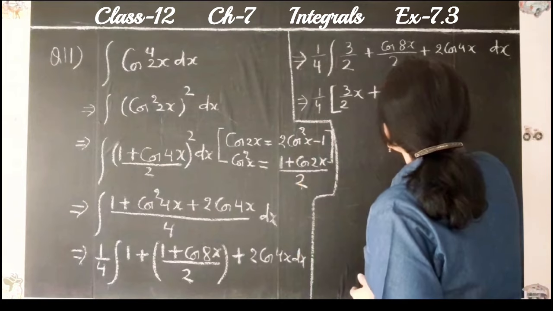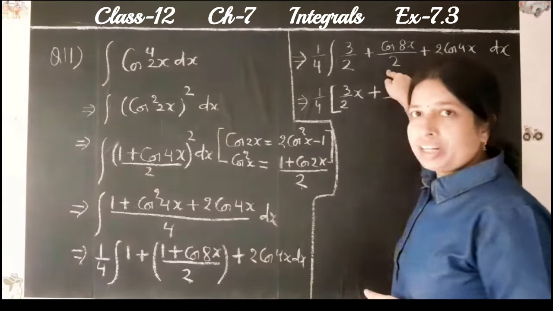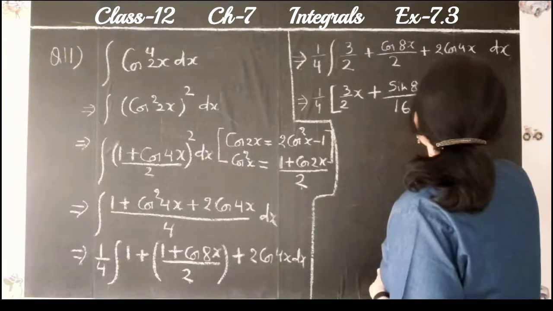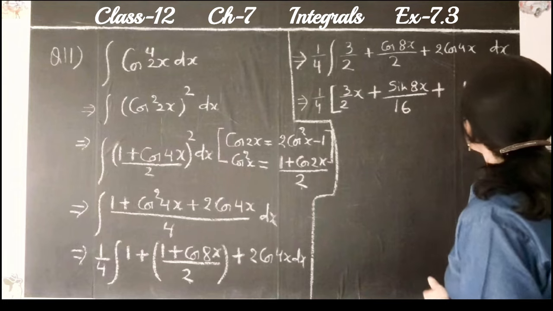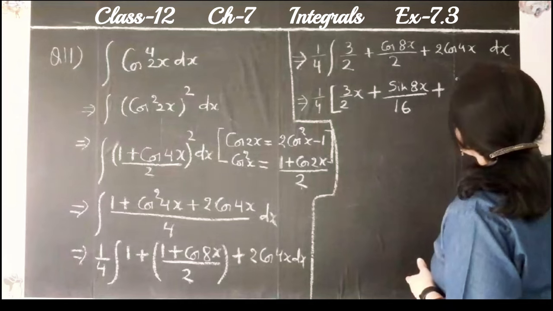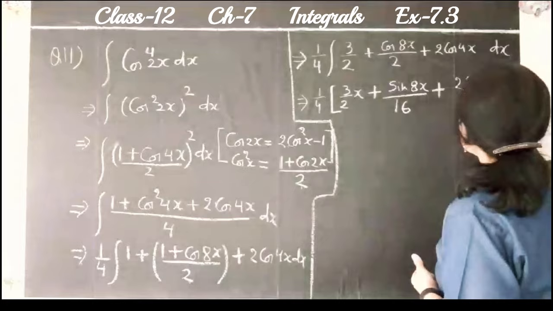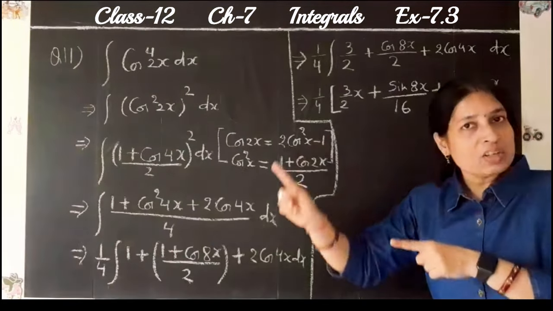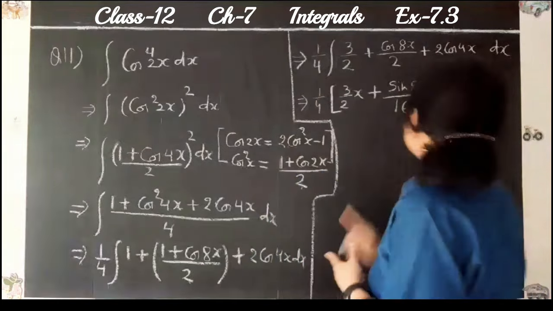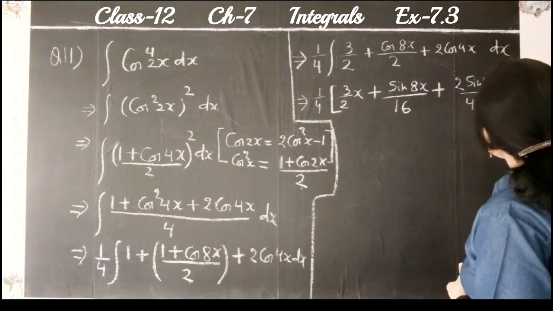So it will be sine 8x, and 2 is already here, so 8 multiplied by 2 will be 16. Plus, when we integrate cos 4x, we get sine 4x divided by 4. Why? Because if 4x is equal to t, then dx will be dt by 4, so 4 will be in the denominator. So we write here 4 and write a constant c.